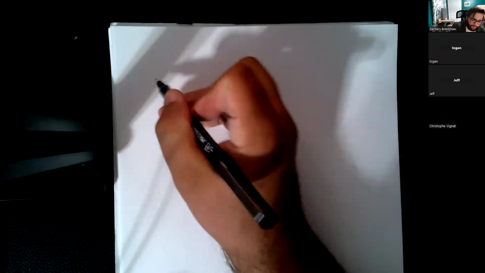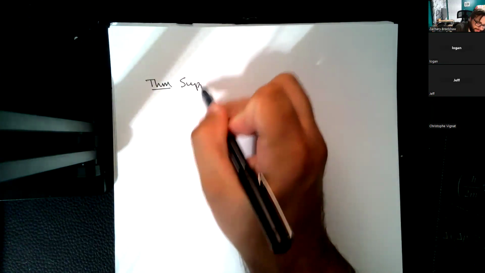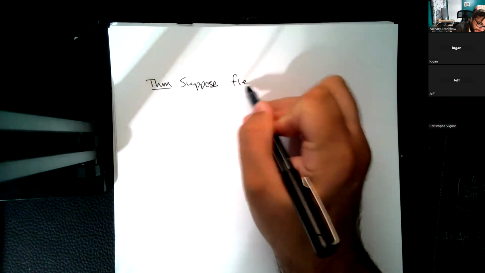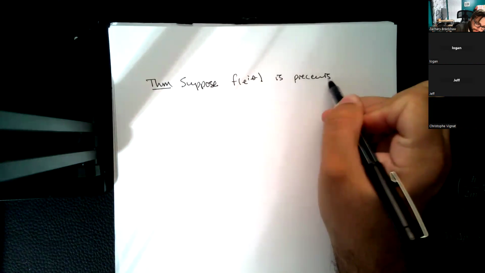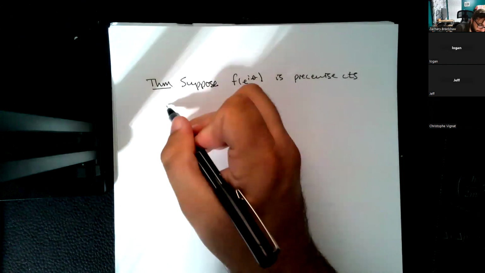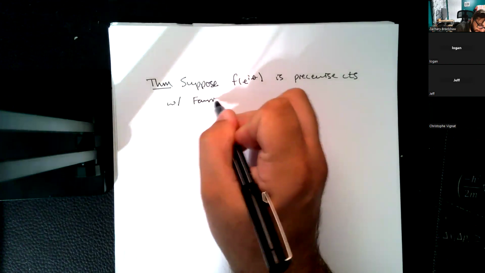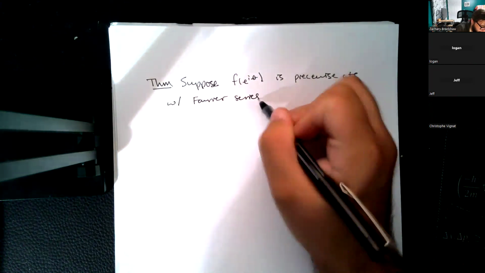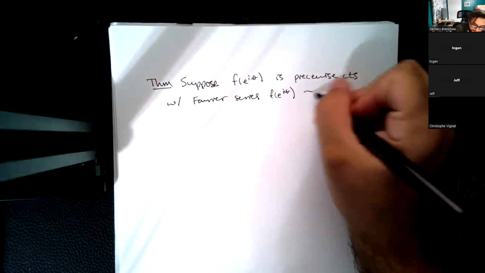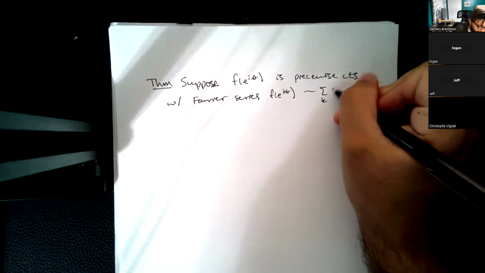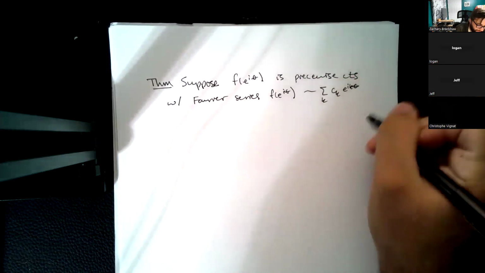So I'm going to go ahead and prove our main result now out of the Fourier series sections. Let me go ahead and state it precisely. Suppose f of e to the i theta is piecewise continuous with Fourier series f of e to the i theta, which looks something like the sum over k of c_k e to the i k theta.